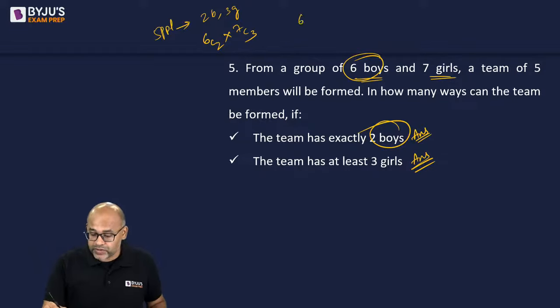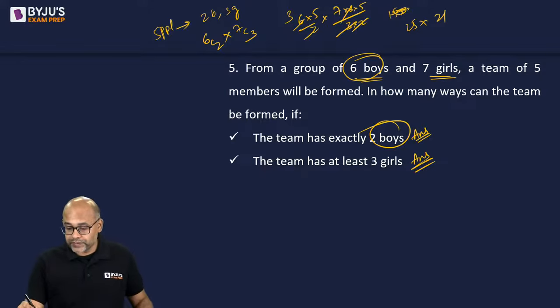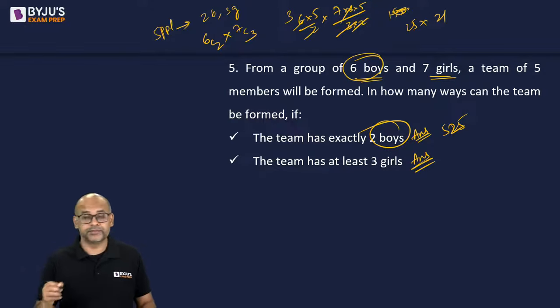So 6C2 is what? 6 into 5 by 2. 7C3 is 7 into 6 into 5 by 3 into 2. This gets cancelled. 2 goes 3 times. So 15 into 35, or rather 15 into 35 gives 25 into 21. So 25 into 21. So 25 20s are 500 plus another 25. So 525. This should be your answer.